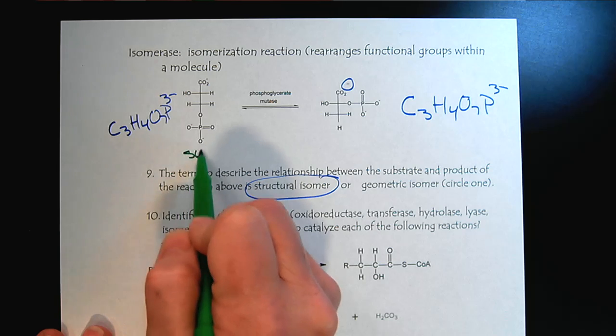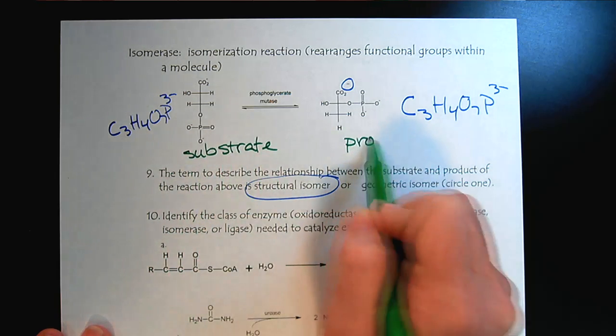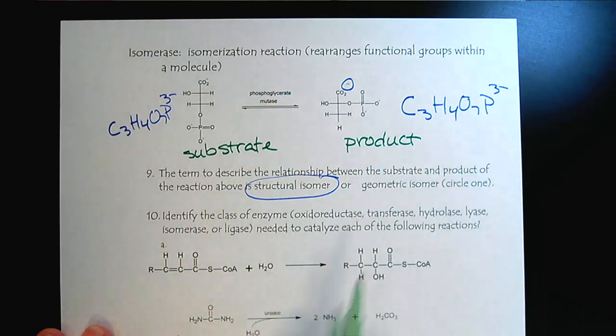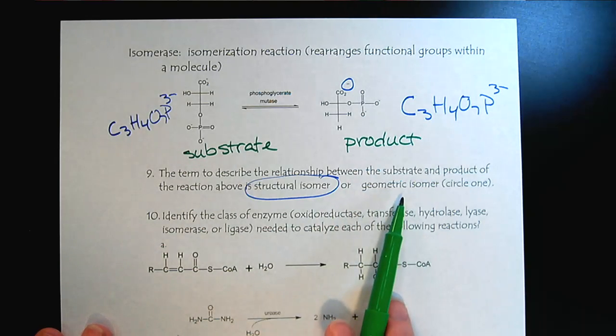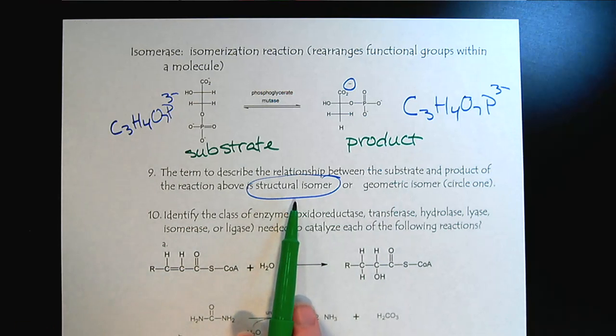Making sure everybody feels comfortable with the language, right? Substrate and product. And so in this case, it's not geometric, right? If it was geometric, that would be a spatial arrangement difference. But here we have different connections. So they're constitutional or structural isomers.